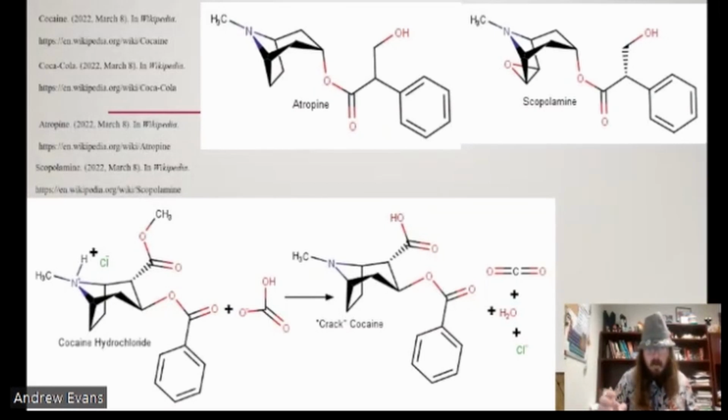And so what happens is typically when the body releases dopamine, it releases it across the nerve from one nerve to the other.